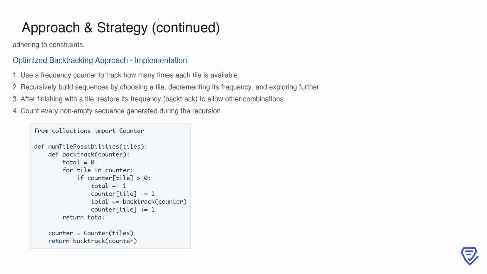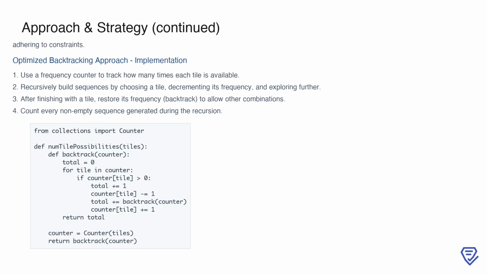Here's how the optimized backtracking approach works step by step. First, we initialize a frequency counter to keep track of how many tiles are available for use. Then, we recursively build sequences by choosing a tile, decrementing its frequency, and exploring further combinations. Once we complete the exploration for a specific tile, we restore its frequency, which allows us to try other combinations. This backtracking ensures that we systematically explore all valid sequences without exceeding the frequency constraints of any tile.